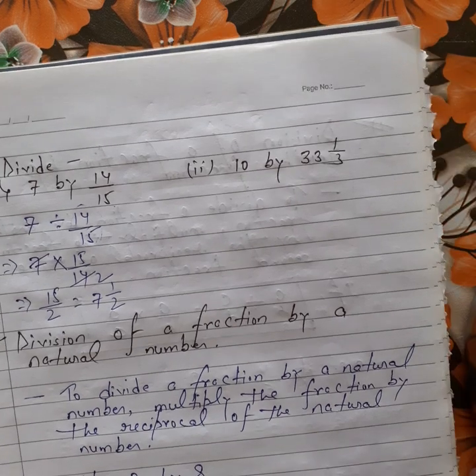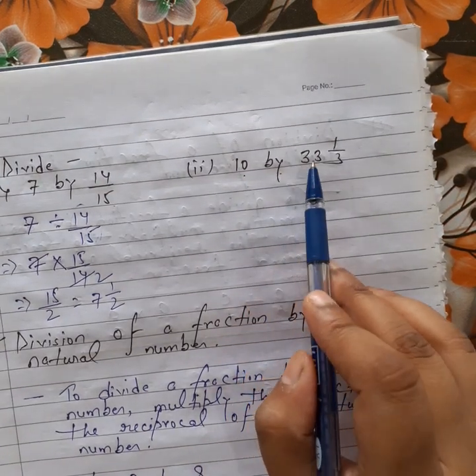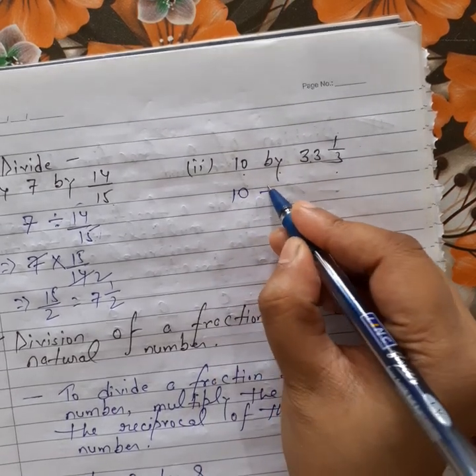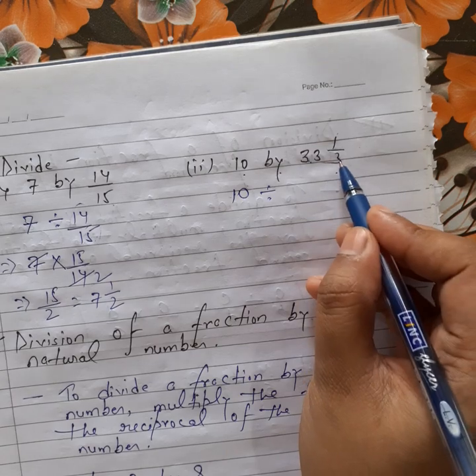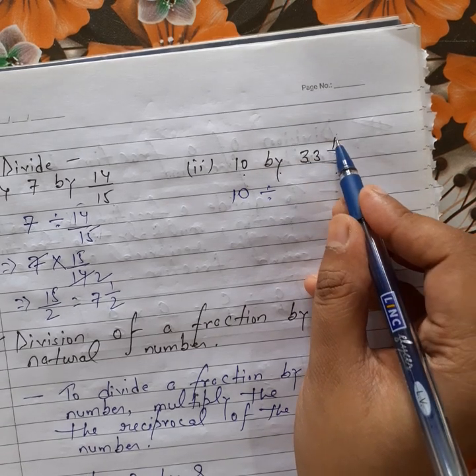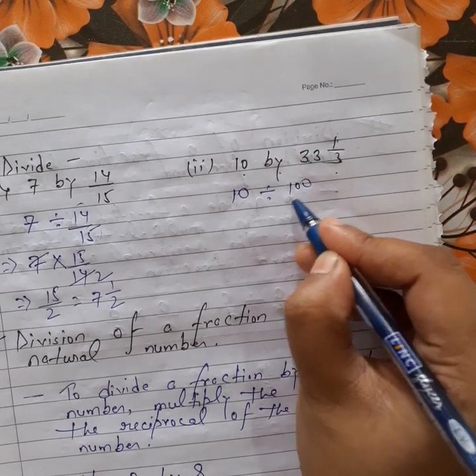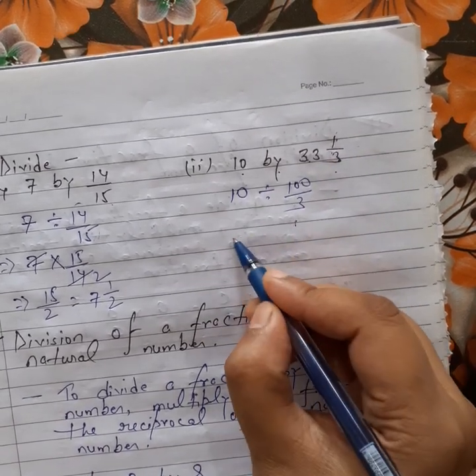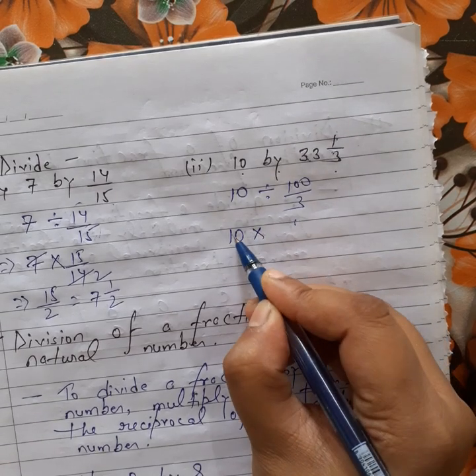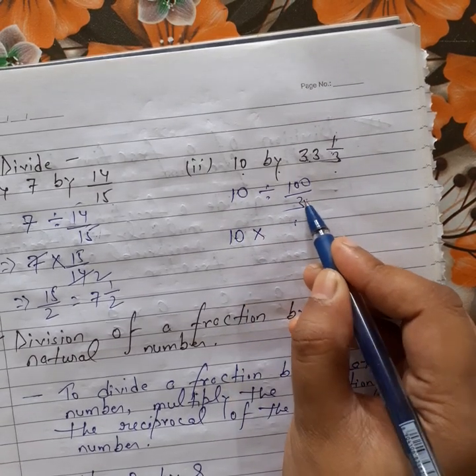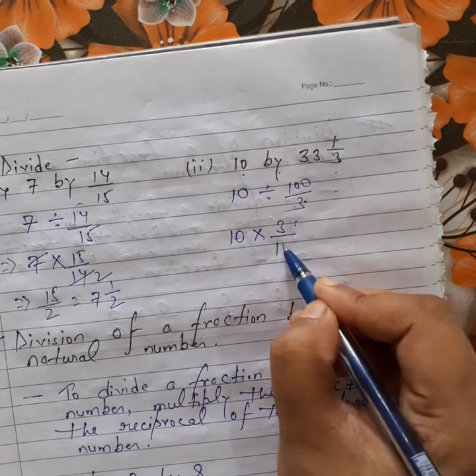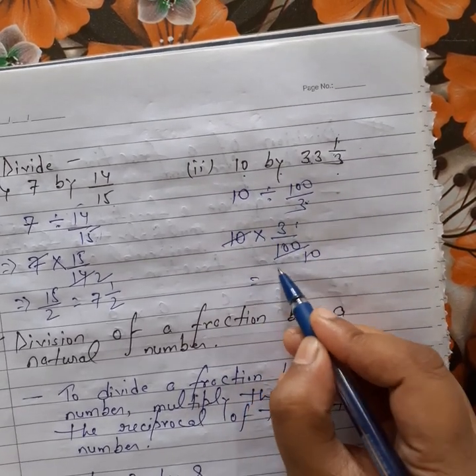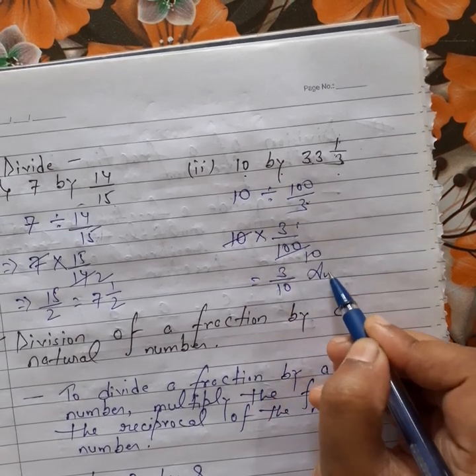It becomes 7 whole 1 by 2. The next one is 10 divided by 33 whole 1 by 3. So we can write it as 10 divided by 33 into 3, 99, 99 plus 1, 100 by 3. We change the mixed fraction into improper fraction. Now we multiply the whole number with the reciprocal of 100 by 3. It becomes 3 by 100.